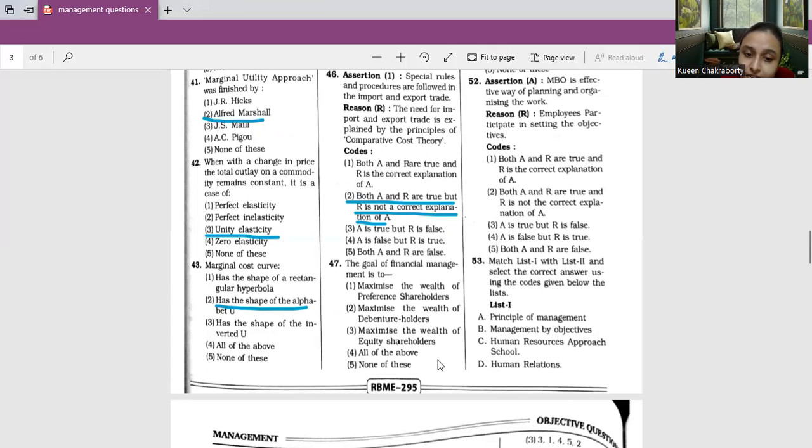Now, to satisfy these objectives, a company requires a long-term course of action, and this is where the strategy fits in, right? So, accordingly, we can say that equity shareholders will be the correct answer to this, the maximization of the equity shareholders' wealth. So the goal of financial management is to maximize the wealth of equity shareholders, which is the correct answer.